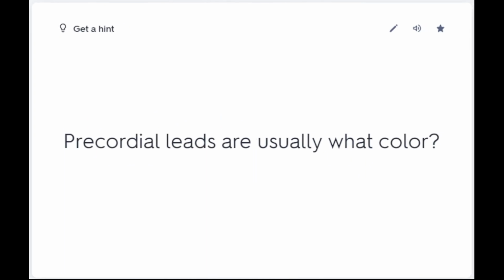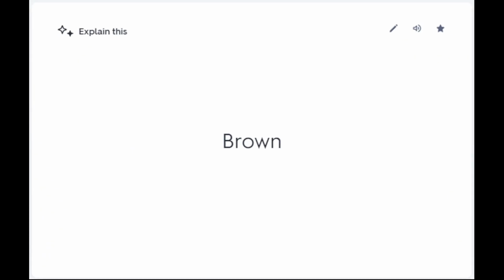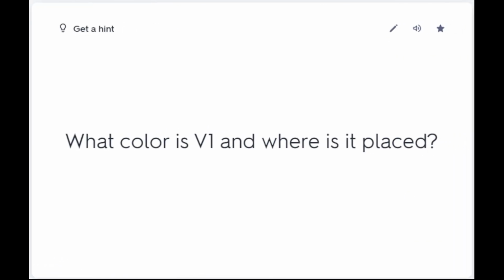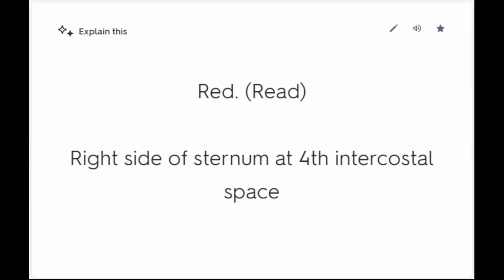Precordial leads are usually what color? Brown. What color is V1 and where is it placed? Red, right side of sternum at the fourth intercostal space.